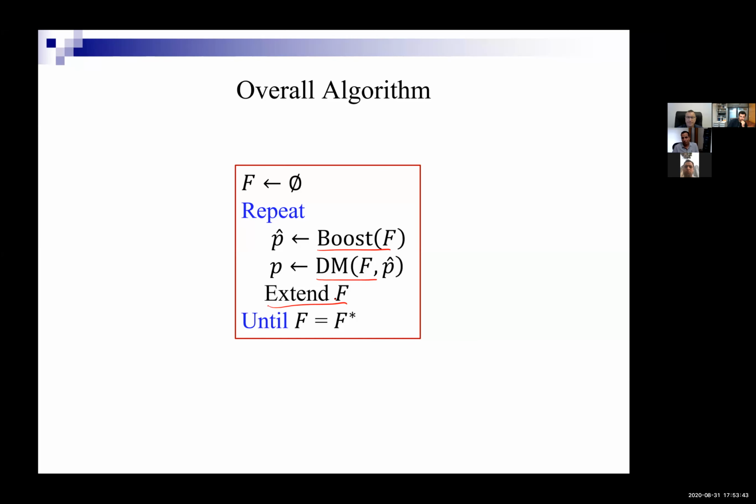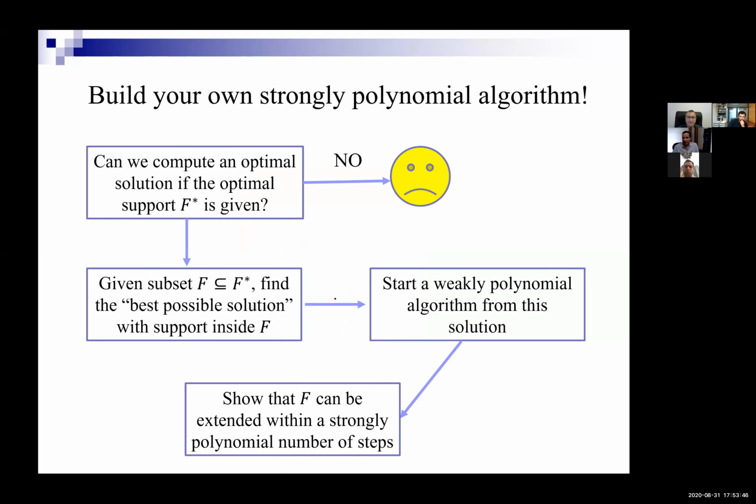Since I have 2 minutes, let me give you a recipe to build your own strongly polynomial algorithm. First, you need to check: can we compute the optimal solution if the support is given? If the answer is no, then this approach will not work. Given the support, you should be able to come up with a strongly polynomial algorithm to check whether it is a solution or not, or come up with a solution if it is the right support. Suppose the answer is yes. Then you look at some subset of the support and find the best possible solution. Approximately may also work, because in our case we just find an approximate best solution with support inside F.